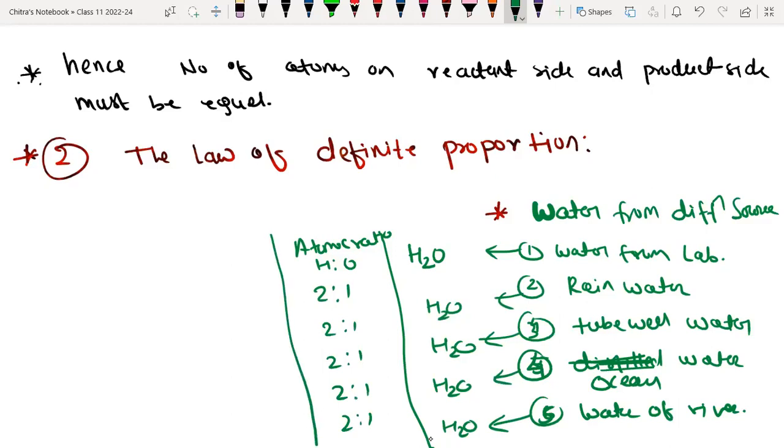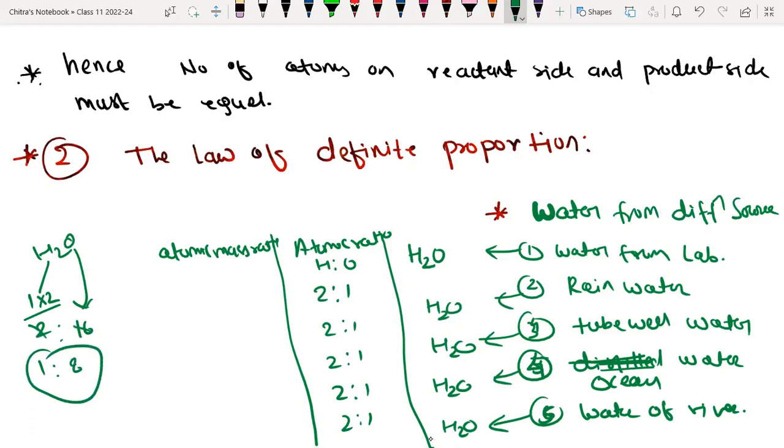Now going to calculate the atomic mass ratio. In H2O, the mass of hydrogen is 1, but we had 2 hydrogens, so total mass will be 2. And mass of oxygen is 16. If we write a simple ratio, 2 is 1 and 2 eights are 16, so we have a 1:8 ratio. So again, hydrogen to oxygen, the mass ratio will be 1:8 for all. Is it, everyone?